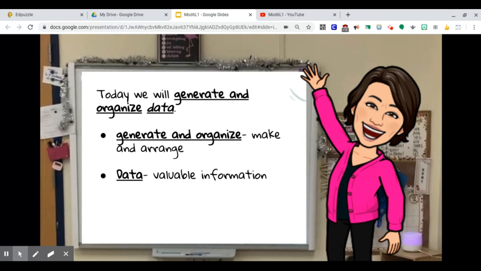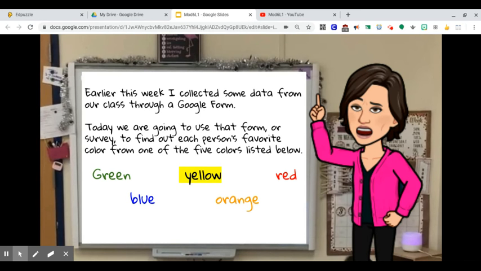Data is a fancy word that we use to say valuable information. So when you hear me use the word data, that means that I'm talking about the information that we have gathered through our survey or poll. Earlier this week, I sent out a Google form with some questions about your favorite color, your favorite sport, your favorite fruit, and your favorite pets. Today, we're going to look at the results from your favorite color. I gave you 5 color choices: green, yellow, red, blue, and orange. And you had to decide out of those 5 colors which was your most favorite.